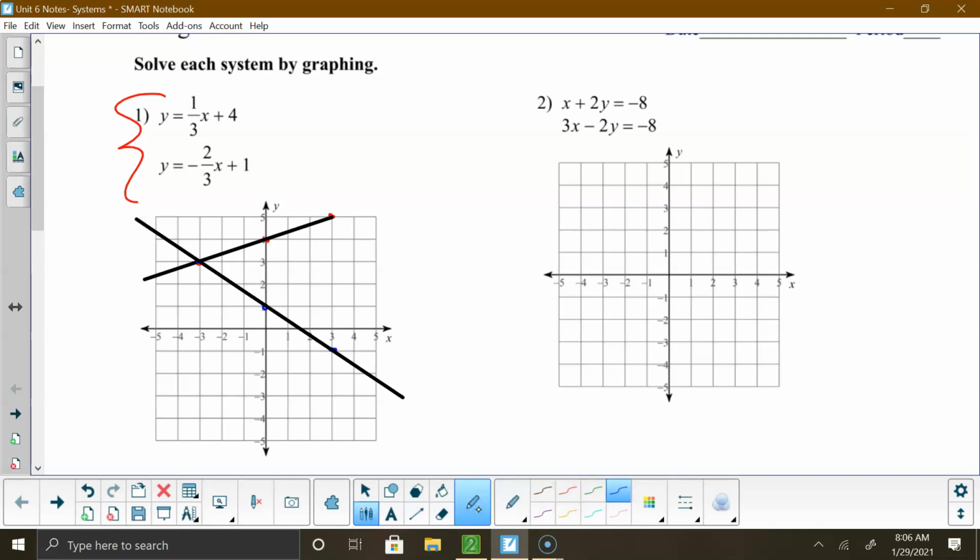Now your answers for these are the coordinates where they intersect. Okay, that's your solution. So my solution for this one is at -3, +3. So all that work for just one stinking dot.